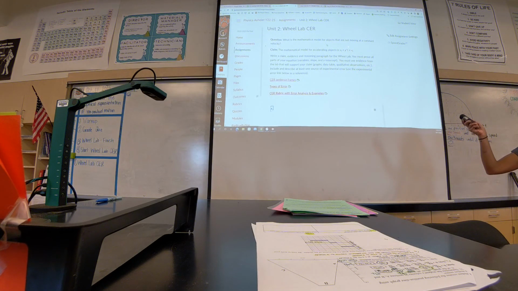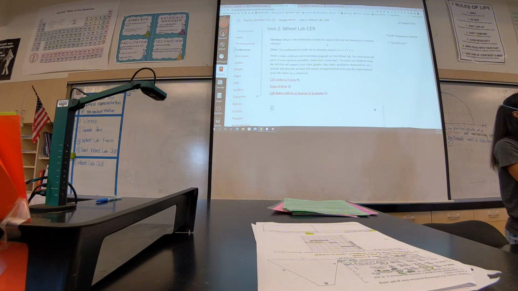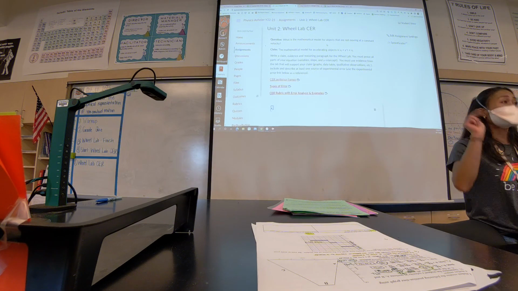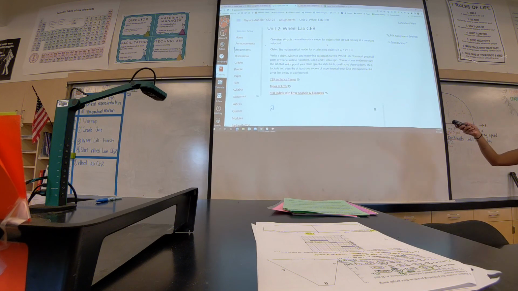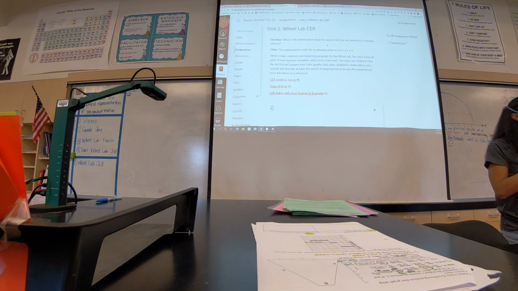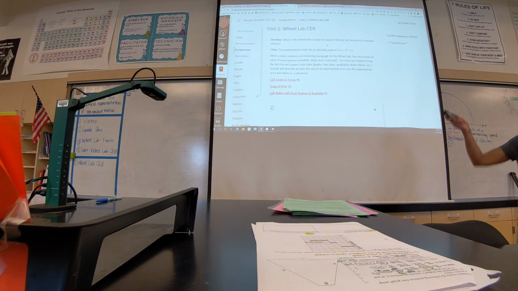Everyone has a couple of data tables. You have a graph. Actually, you have 2 graphs for this lab. And what I want you to do is write a claim evidence reasoning statement that proves every part of your equation. So you need to prove your variables. Your variables are the final velocity and your time. That's your X and Y axis.